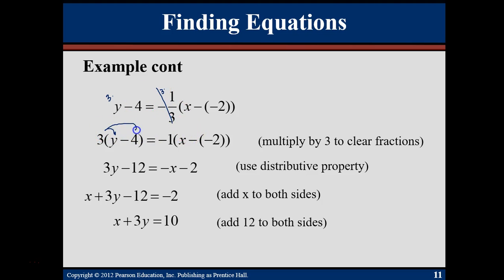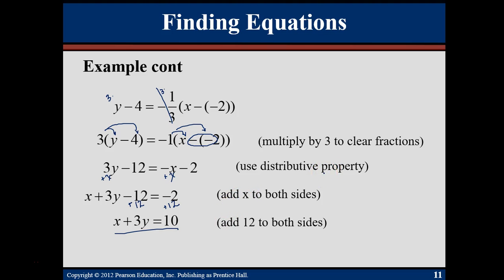Now I can distribute, and I get 3y minus 12, and then over here, this is going to be a positive 2, but when I distribute the negative 1 through, I'll have a negative x minus 2. Now let's put it into standard form. I'll add x to both sides. So I have x + 3y minus 12, and now I'll add 12 to both sides. And so the equation of the line is x + 3y = 10.